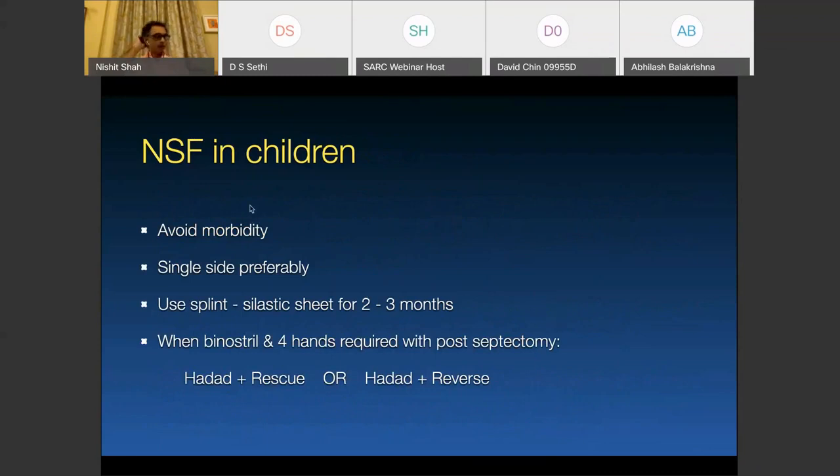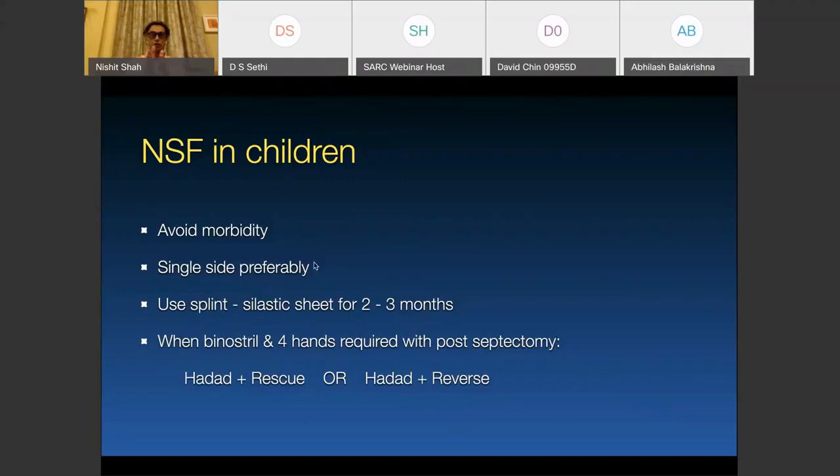So what is our thought process when we're going to do NSFs in children? And here I'm talking of children, especially below 5 years of age. You want to avoid morbidity as far as possible. If you have a small defect, a small leak, don't take a flap. Do a free repair or take a turbinate flap, something else. If you do need a flap, as far as possible, take a unilateral flap, so that on one side of the septum, your entire mucoperiosteum with blood supply remains intact. And this ensures that the septum grows normally.